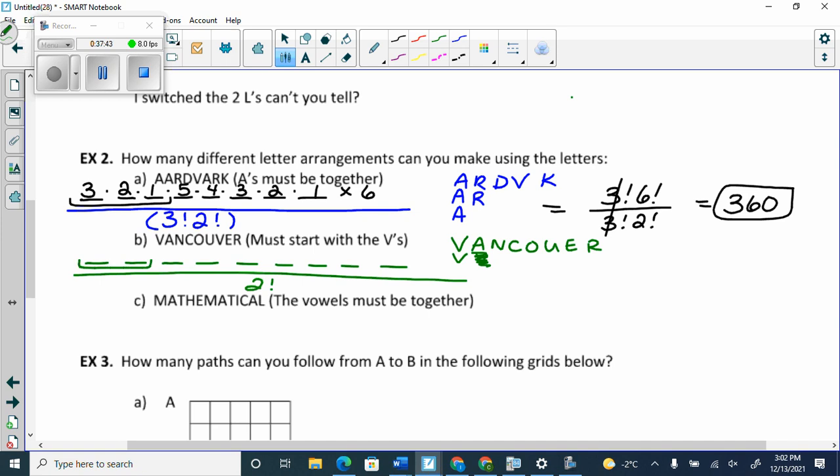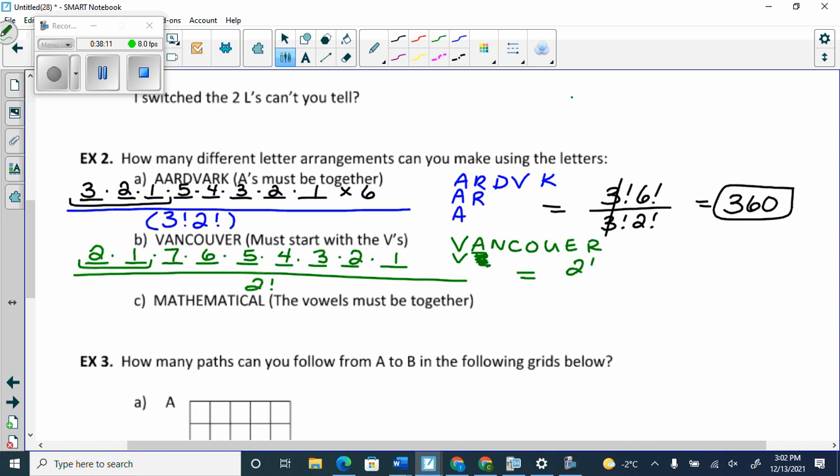It starts with the V's, but they're not moving, right? It has to start with the V's. How many V's do I have for the first blank? 2. Then 1. Then I've used up all the V's. How many letters do I have left? 7. Then 6, 5, 4, 3, 2, 1. And I'm not going to move them because it says it has to start with the V's.